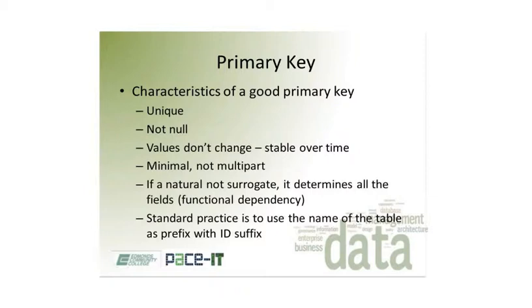If it's a natural key and not a surrogate key, it'll then determine all of the fields on that row via functional dependency. We'll try to explain a little bit more about functional dependency a little later. Standard practice then is also to use the name of the table as a prefix with maybe an underscore and then an ID suffix. So customer underscore ID perhaps. But characteristics of the good primary key also is that it's numeric. Numeric primary keys make better indexes and typically are faster to process than character-based columns.